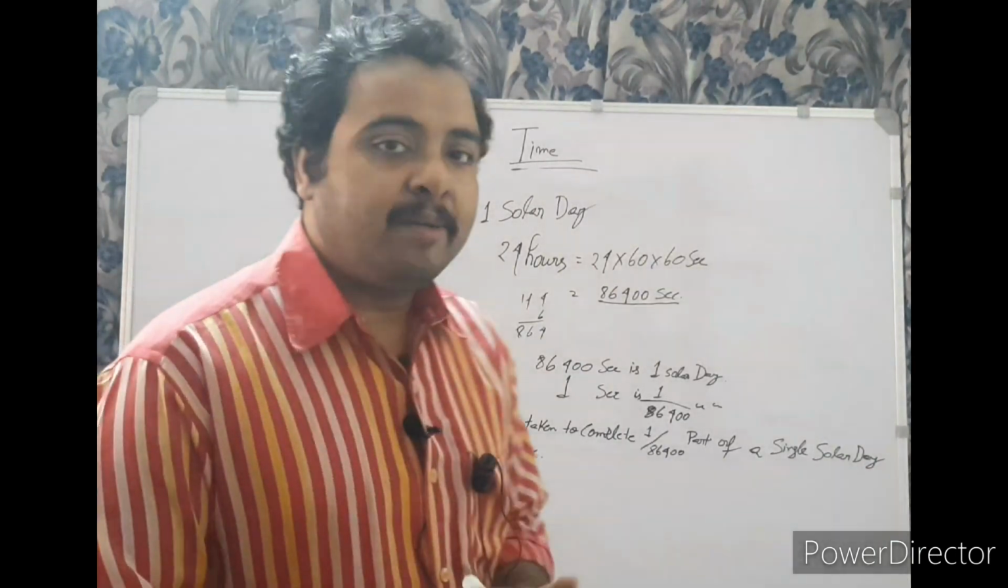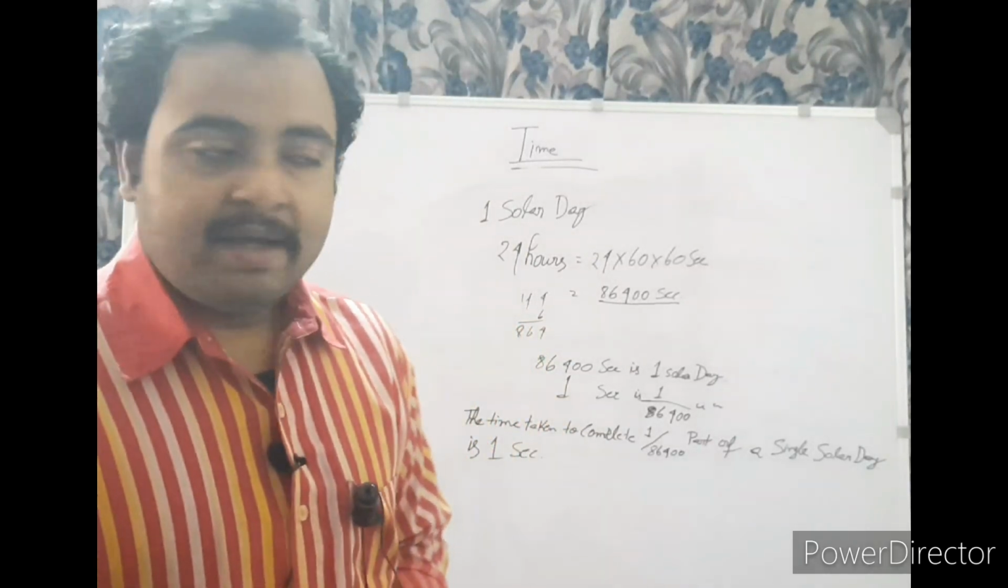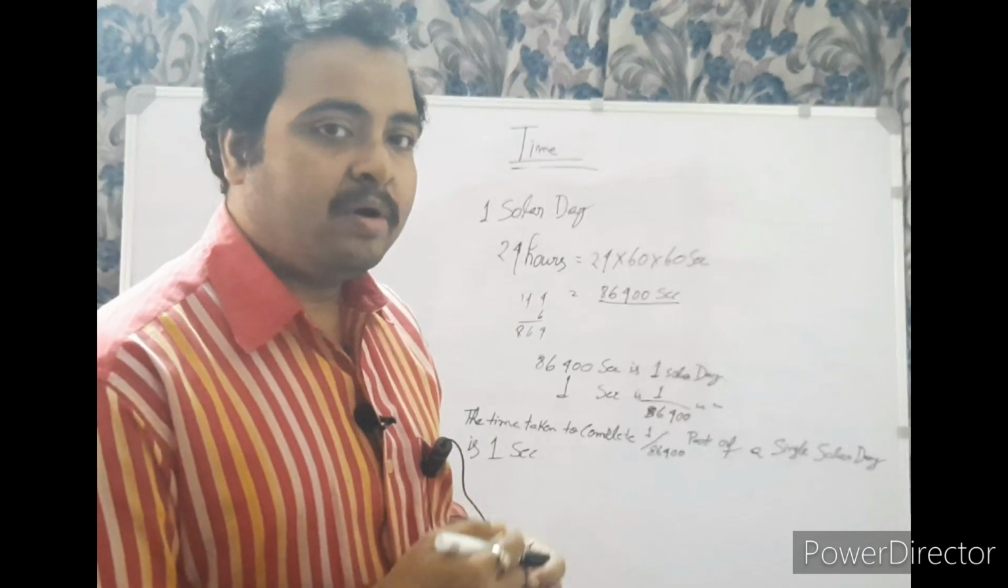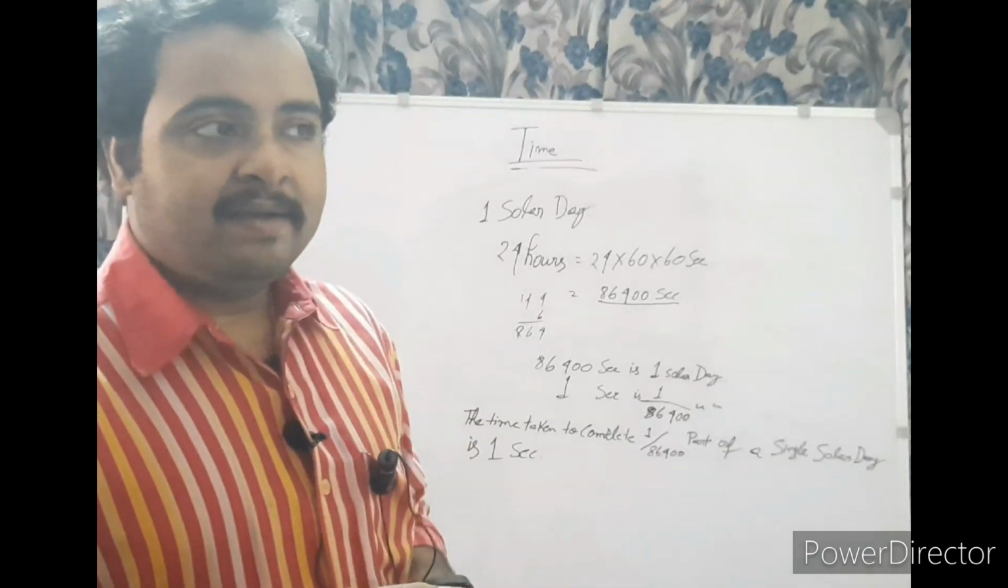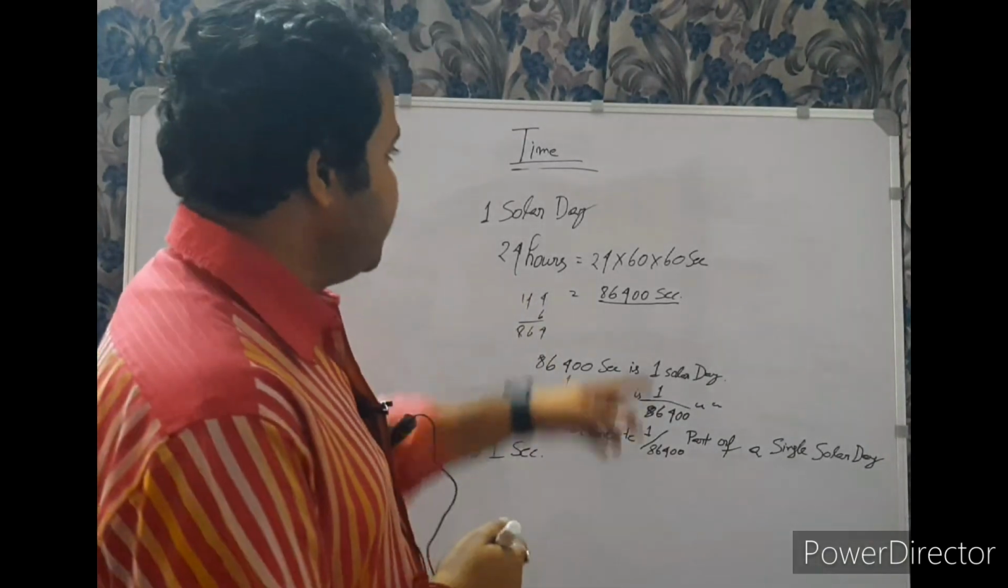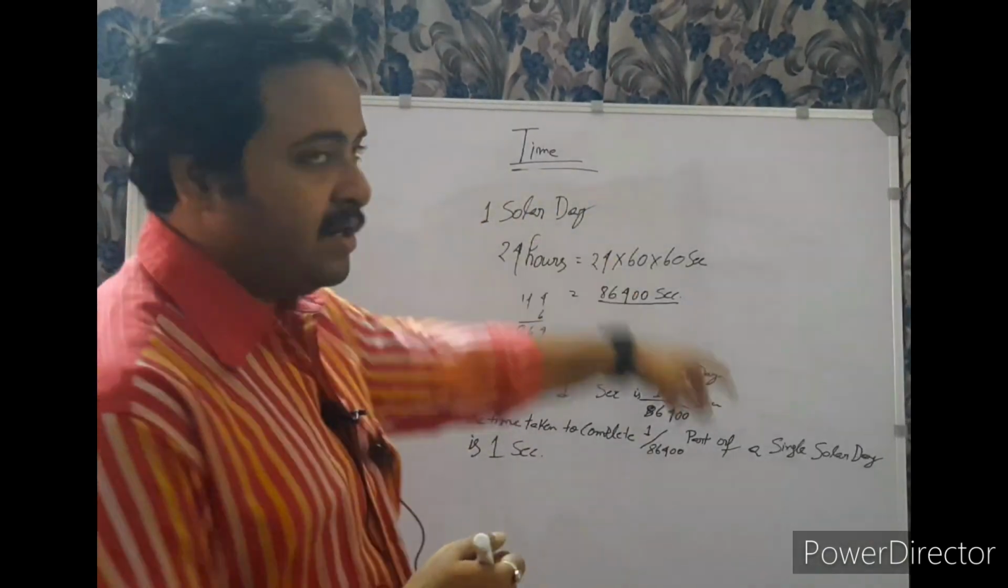The measurement is done by atomic clock, right? That measurement is used and converted to a more generalized and simpler form using one solar day, because it is universal, it will always be constant, that's why.